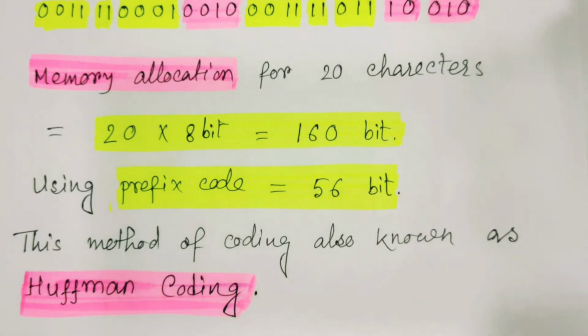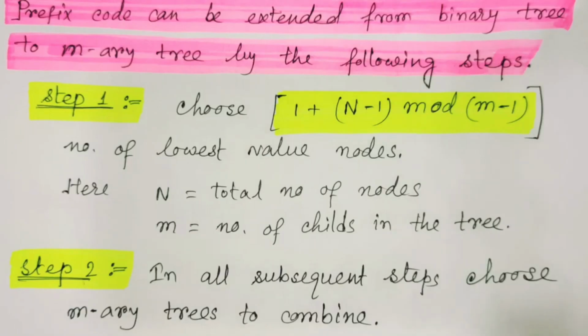So this is the way by which we can use the prefix code, and this method is also called Huffman coding. This one is for the binary tree, but it is not always necessary that we get the prefix code only using the binary tree. If there is an n-ary tree, then also we can apply the prefix code. And if we use a higher-order tree, suppose a 3-ary tree or 4-ary tree, then the memory allocation will be much more minimized. So I am giving you the 3-ary tree so that you can understand how we fit this prefix code to the higher order trees. So just have a look.